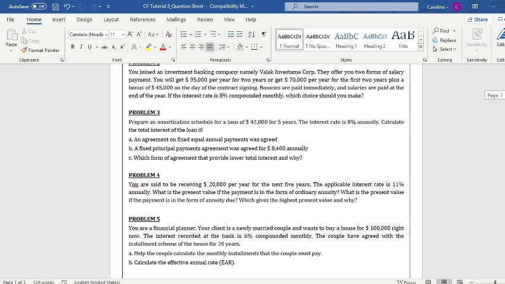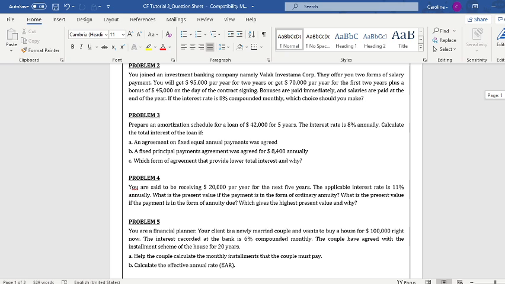You are said to be receiving $20,000 per year for the next 5 years. The applicable interest rate is 11% annually. What is the present value if the payment is in the form of ordinary annuity? And what is the present value if the payment is in the form of annuity due? Which gives the highest present value and why?